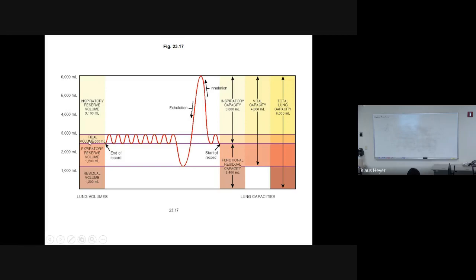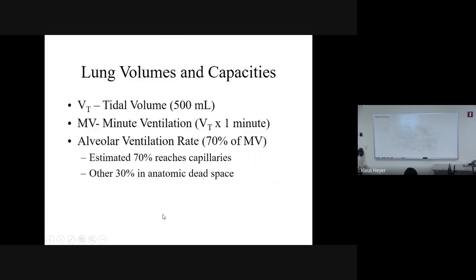So the main number that I wanted you to know is tidal volume, but I want you to know what is tidal volume, what is expiratory reserve, what's inspiratory reserve. And then I want you to know that there's another, let me make sure I don't have this written down. I do have it written down. I'm so glad I went to the slide. So we have tidal volume, 500 mils, and then we have minute ventilation.